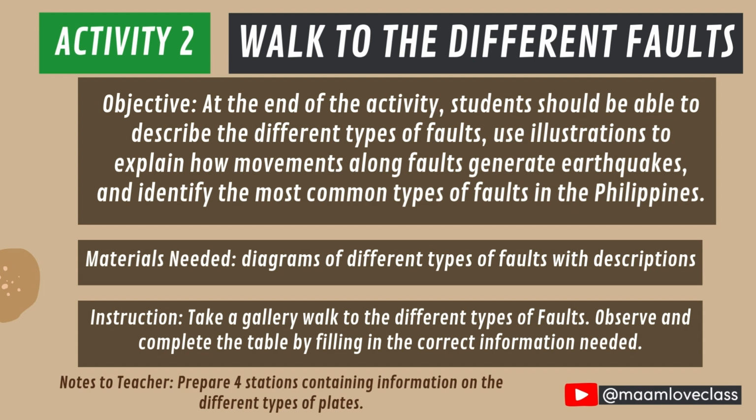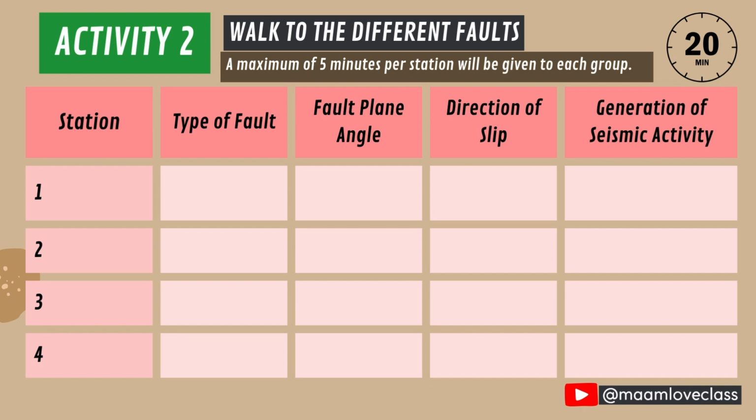You will be needing the following materials: diagrams of different types of faults with description. For the instruction, you're going to take a gallery walk to the different types of faults and observe and complete the table by filling in the correct information needed. Your teacher is going to prepare the 4 stations containing the information of the different types of faults. A maximum of 5 minutes per station will be given to each group. You will have a total of 20 minutes to complete this activity.